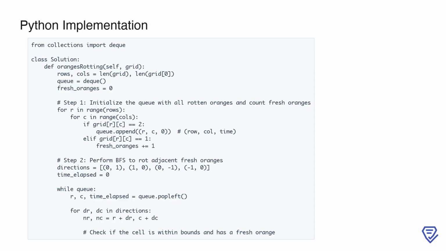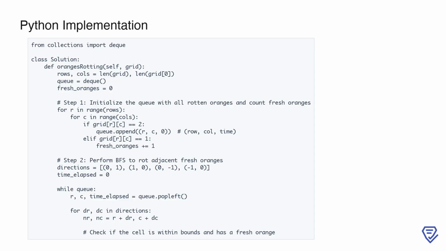After initializing the queue and counting fresh oranges, we define a list of directions for the 4 neighboring cells: right, down, left, and up. This will help us explore adjacent cells during our BFS. Finally, we initialize a variable called time_elapsed to track the total time taken to rot all the oranges.